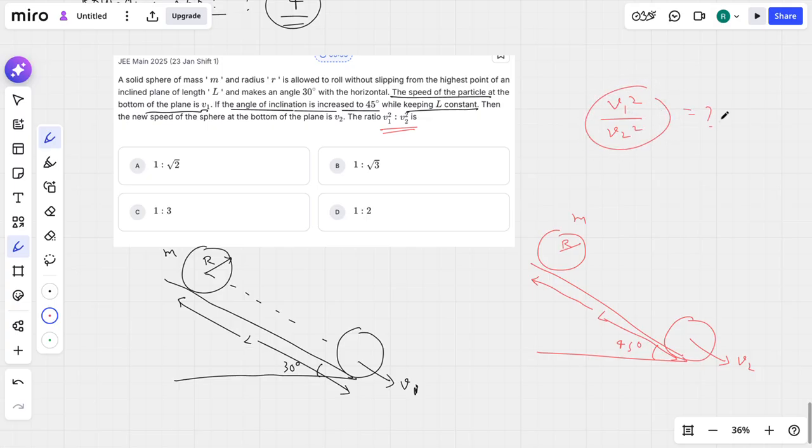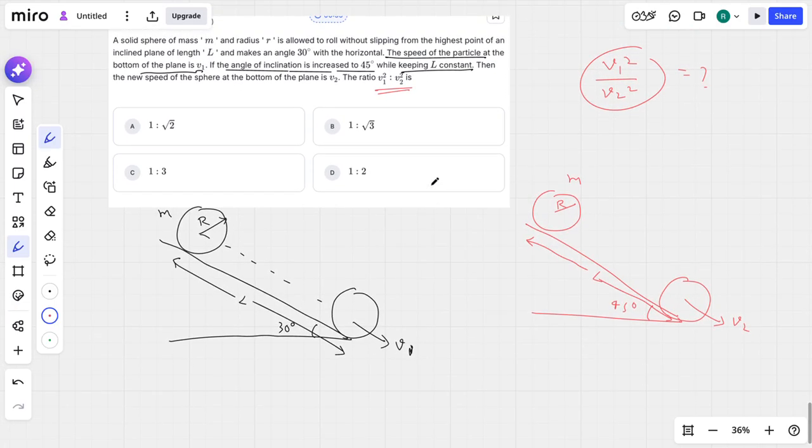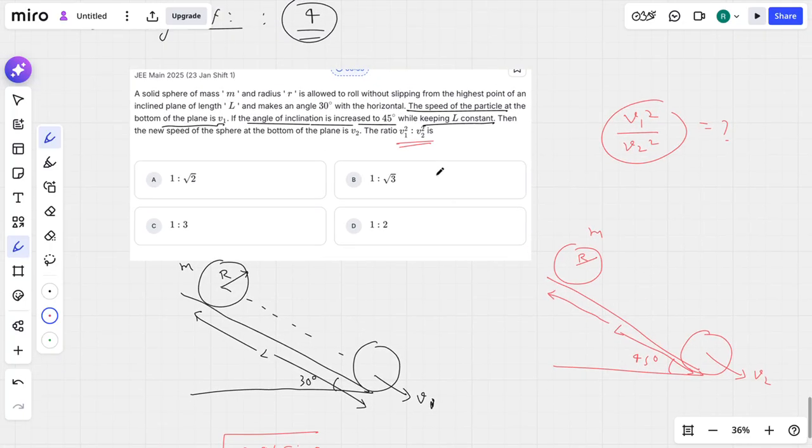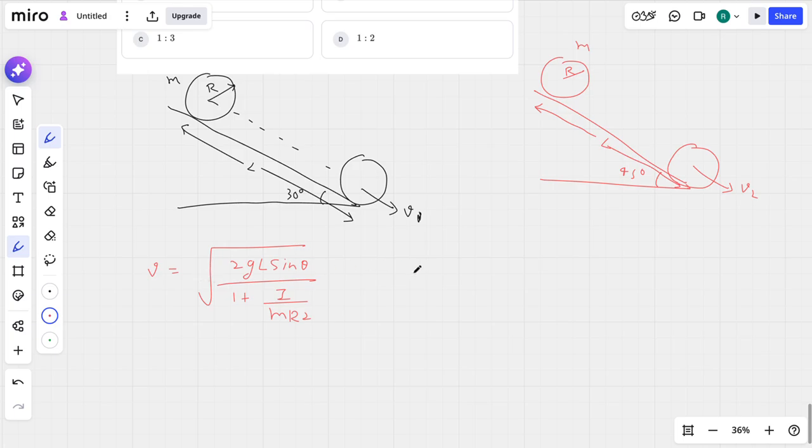I have told you that v is equal to root under 2 g L sin theta by root under 1 plus I by m r square, where I is the moment of inertia. For both the conditions, everything is the same. The length of the inclined plane is the same, and the body is the same. Both spheres have the same mass, same radius, and both are solid spheres. So we can say that v is proportional to root under sin theta.